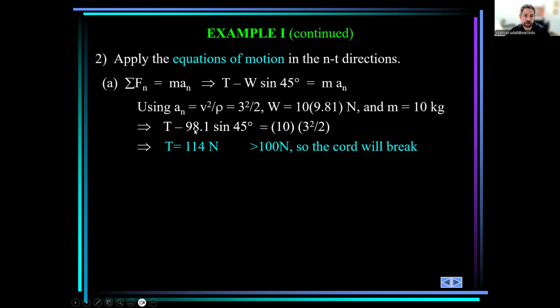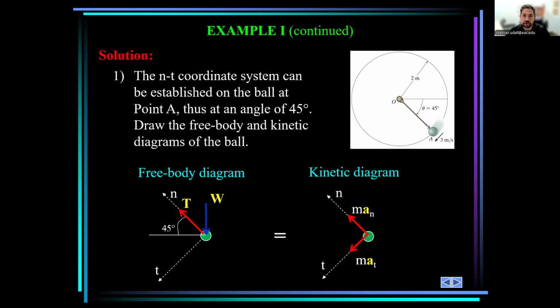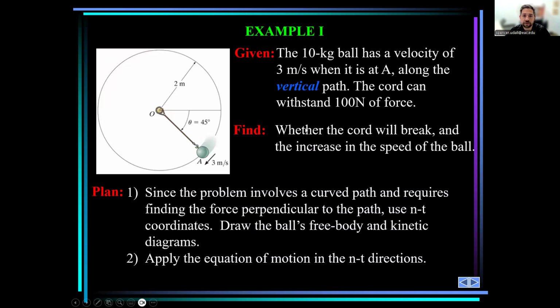We end up with 114 newtons. So yep, if it's going that fast, that's too much for our little cord, which could only take 100 newtons. So the cord would break. Kind of interesting application there.